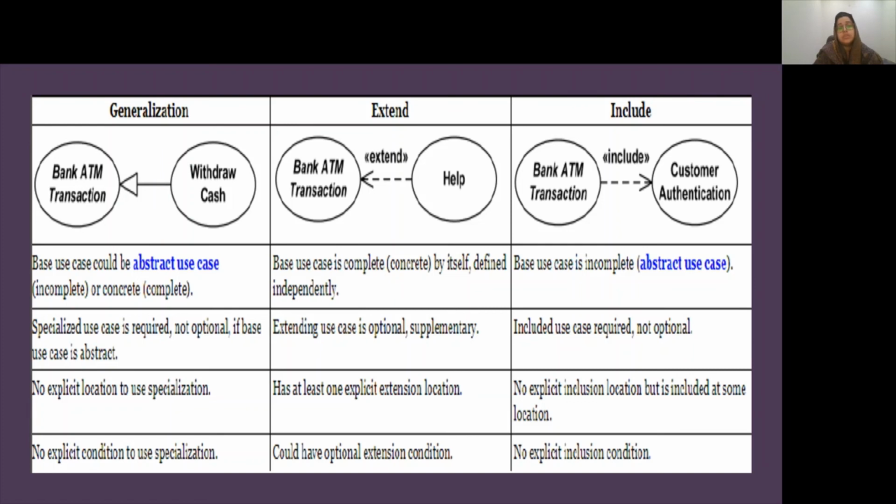But in the case of include, the top use case must be an abstract use case. That means the top use case will be an incomplete use case, because for its completion, it needs the other use case to be executed, which is a must execution. And similarly, I have enlisted some other brief differences as well.